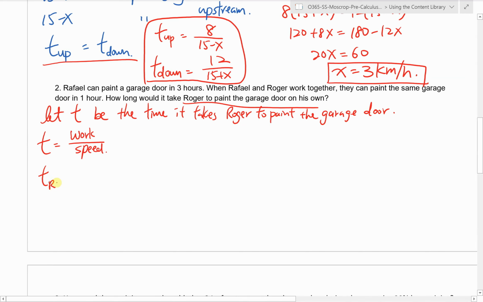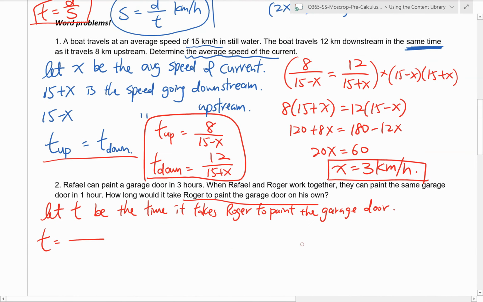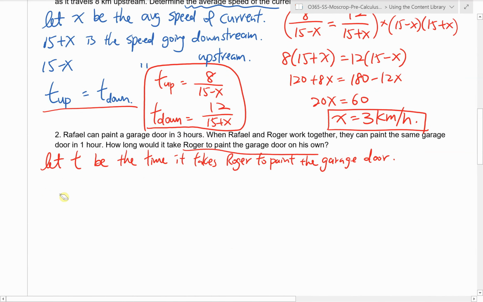So the time for Raphael is going to be, well, it says he can paint the garage door in 3 hours. So his time, oh sorry, okay, in that case we need to solve for s instead. Actually, sorry, my bad. We need to solve for s. So I'm going to rewrite this. If I'm solving for s, I already have it, right? S is equal to, instead of distance, the work divided by time.